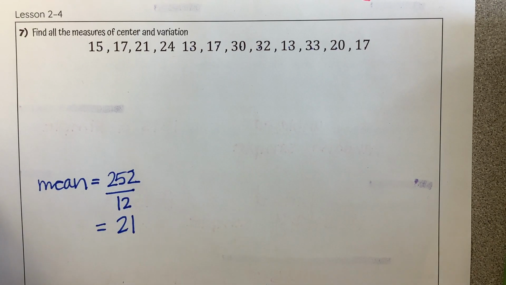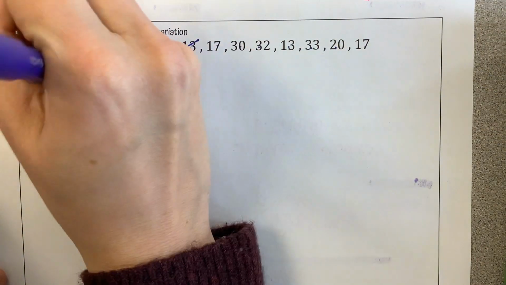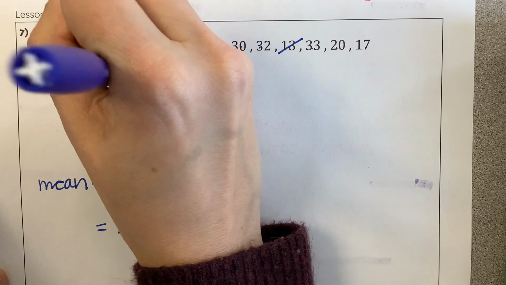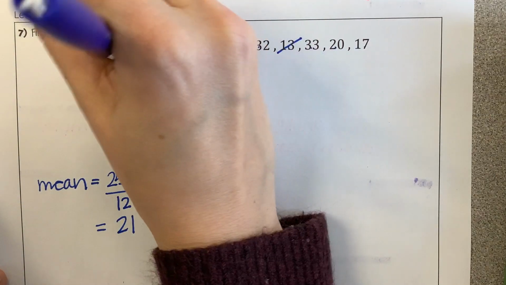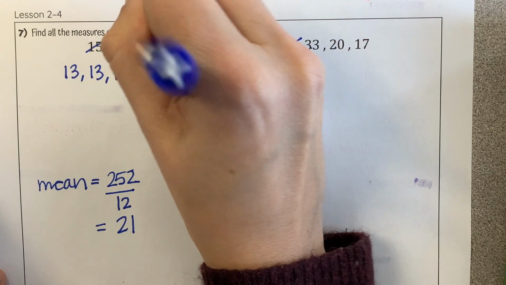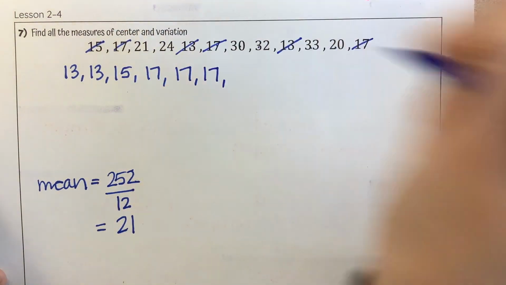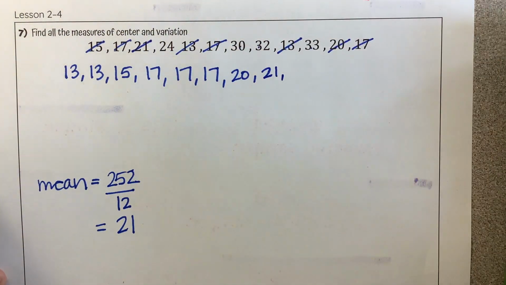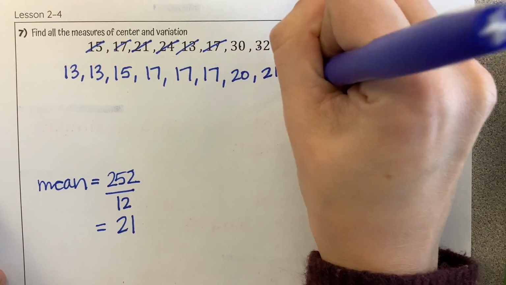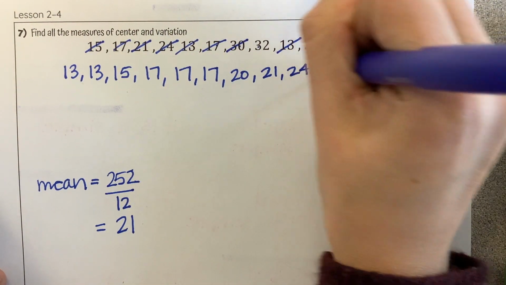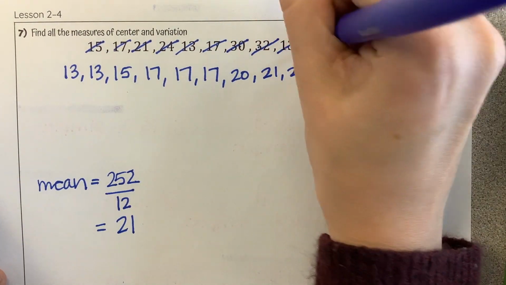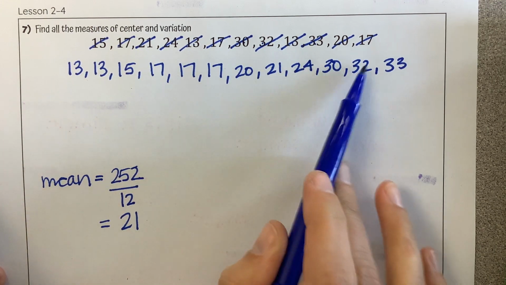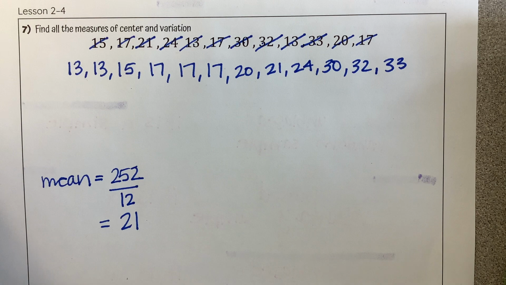Now I'm going to find the median by putting this in order from least to greatest. So starting with 13, another 13, 15, 17, 17, 17, 20, 21, 24, 30, 32, 33. Let me make sure I've got 12 values. 1, 2, 3, 4, 5, 6, 7, 8, 9, 10, 11, 12. All right, it is in order from least to greatest.